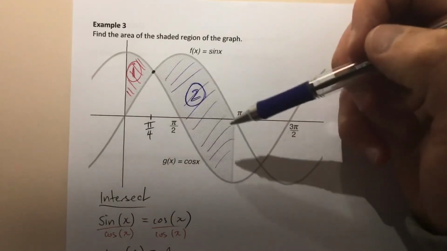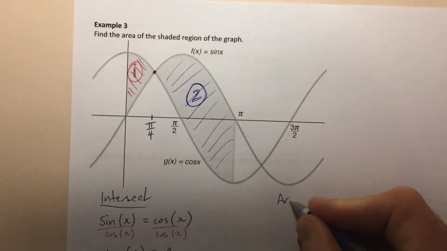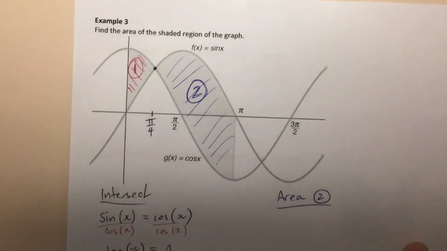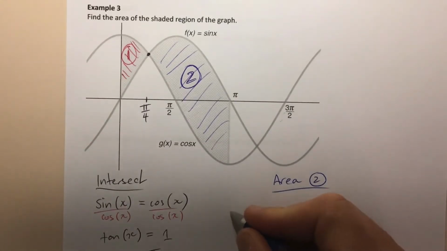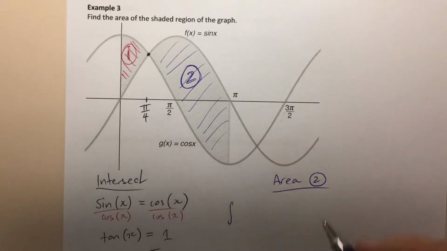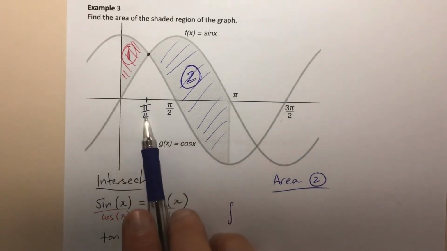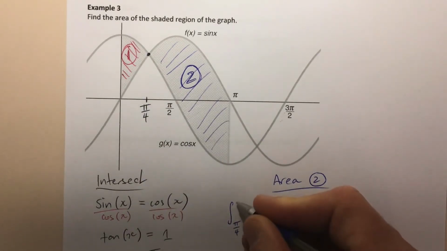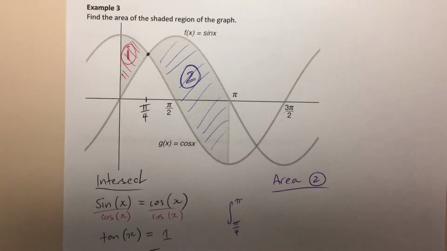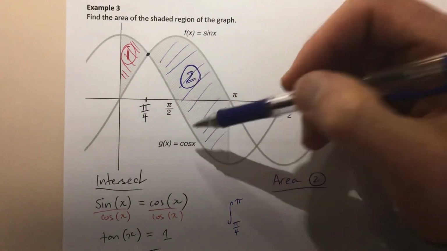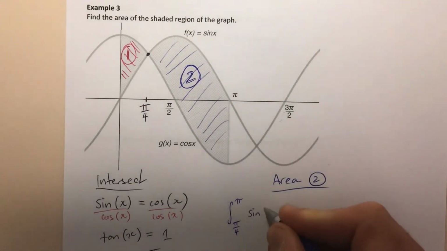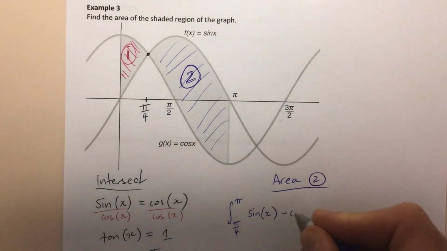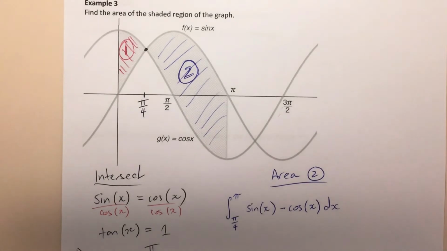So this second area, let's call it area 2, is going to be equal to the integral from pi on 4 to pi. So those are our terminals. But in this region of the graph, sine of x is above cos x, so we call it sine x minus cos x. That's what goes into the integral with respect to x.